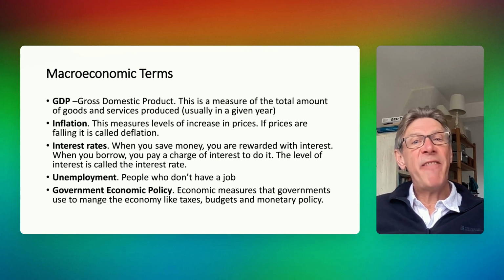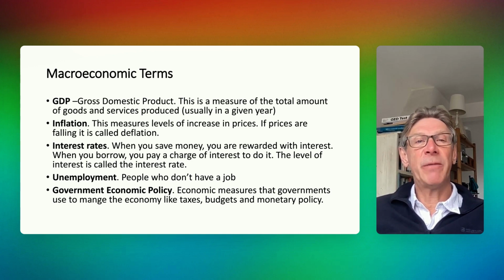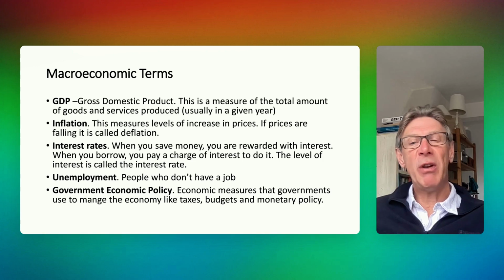Interest rates. When you save money and put it in the bank, the bank will pay you a level of interest. When you borrow money, you pay interest as a charge for borrowing money. The level of interest, whether you're saving or borrowing, is called the interest rate. Unemployment, people who don't have a job. Government economic policy, what the government does to manage the economy: taxation, budgets, monetary policy.